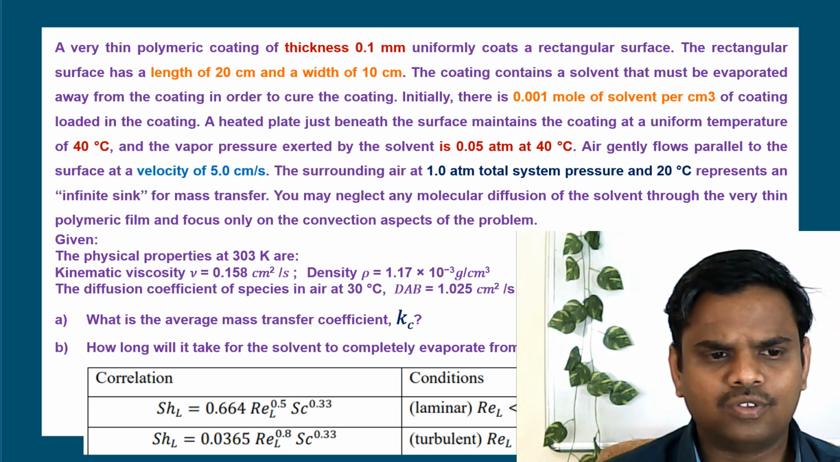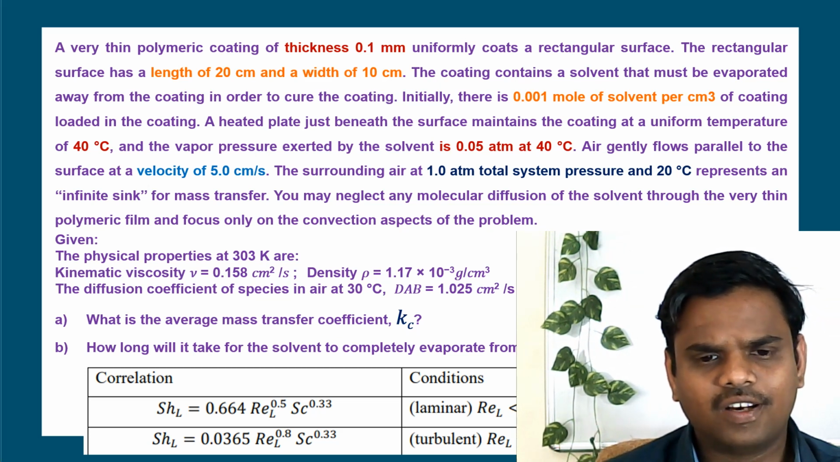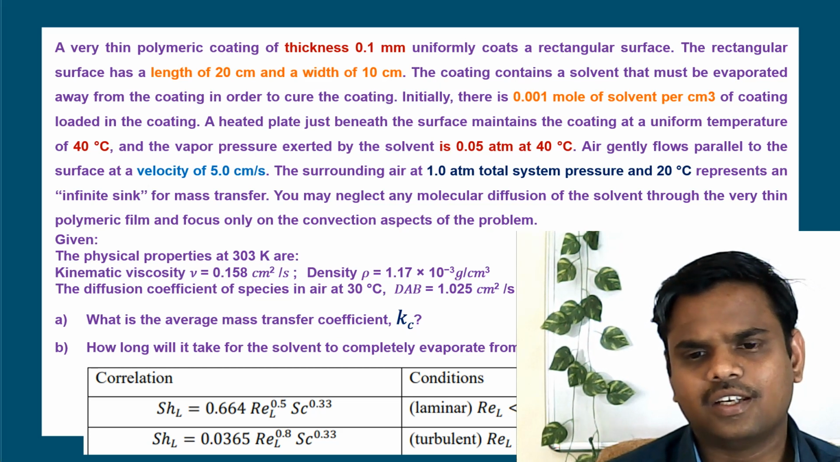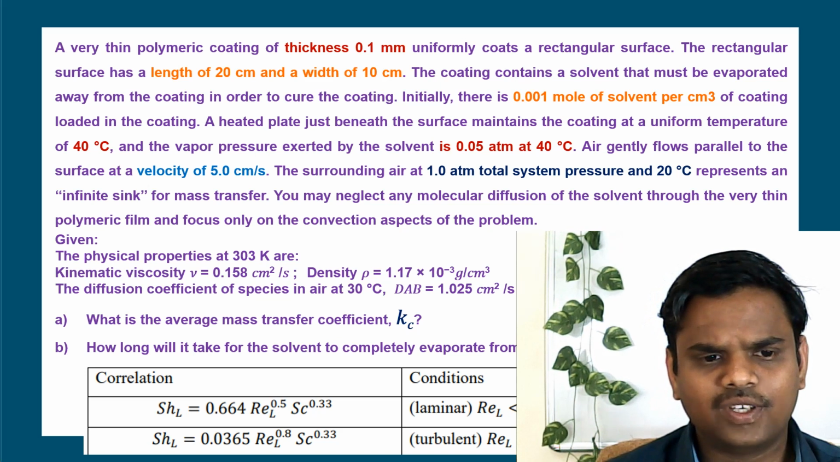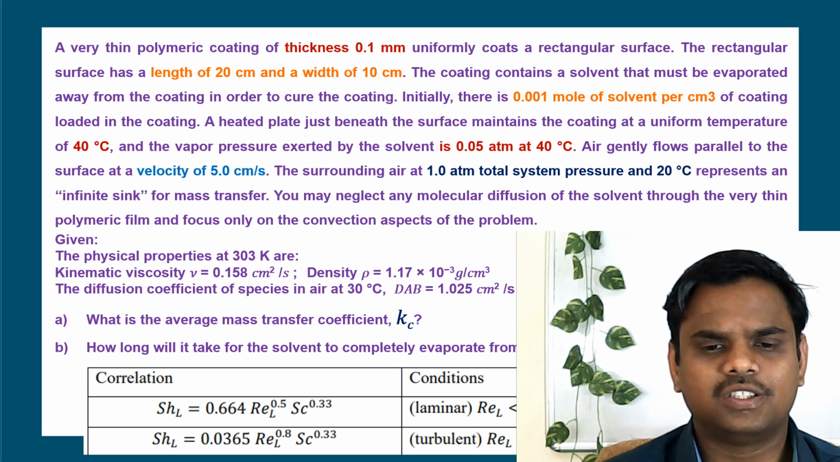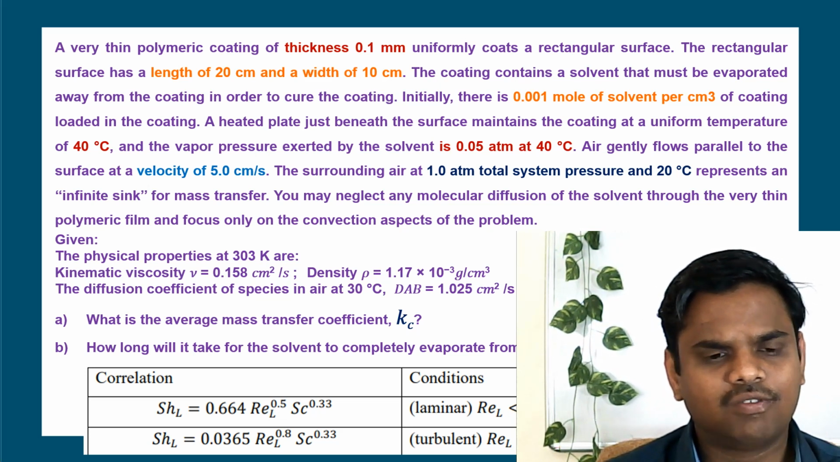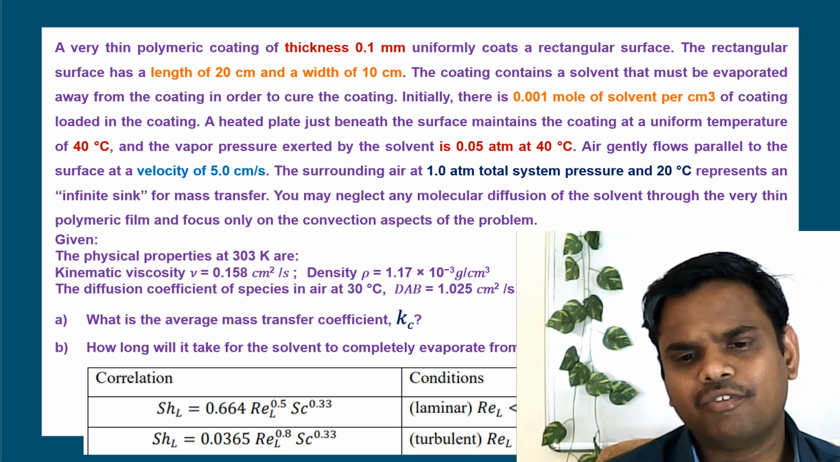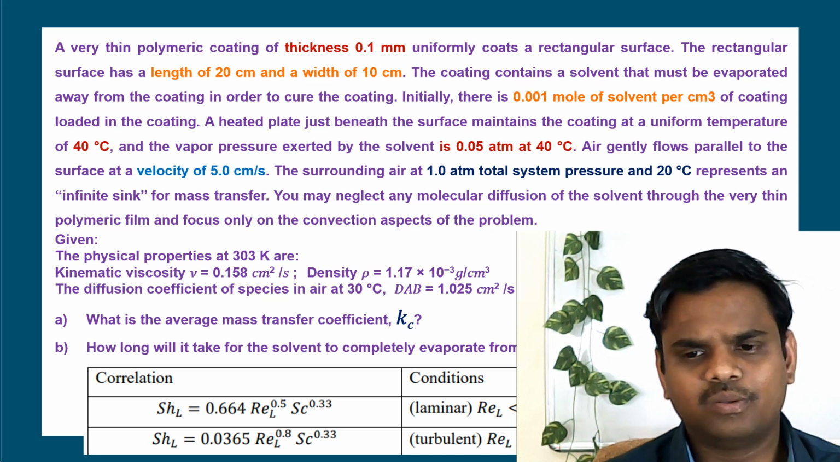Air gently flows parallel to the surface at a velocity of 5 cm per second. The surrounding air at 1 atmosphere total system pressure and 20 degrees Celsius represents an infinite sink for mass transfer. That means the concentration can be considered to be negligible.